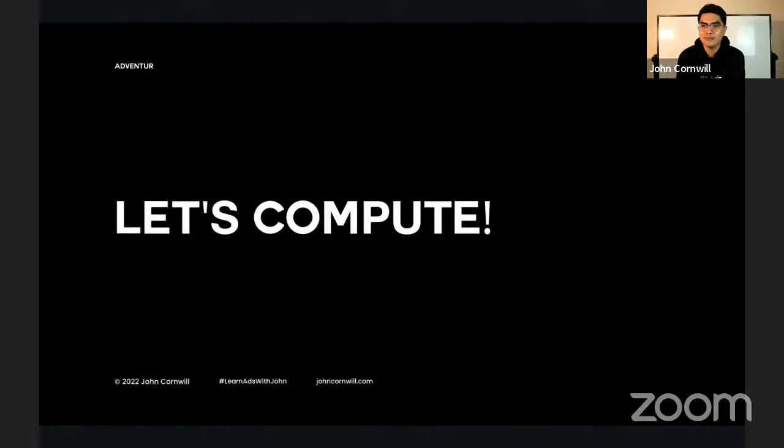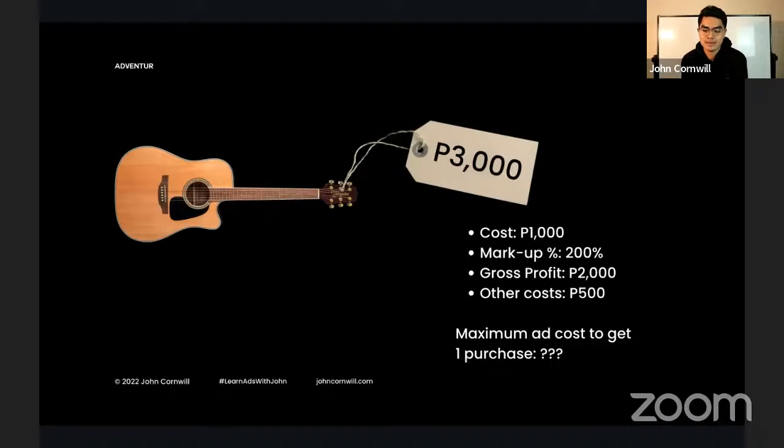You'll be computing. Okay, if you could also check yung mga kinukompute ko mas maganda, like pwede lang siguro mag-chat ka sa chat box na mali yung na-solve mo. Okay? Sige, here's our assumption. May isang gitara binibenta sa halagang 3,000 pesos. Okay? Now, the cost of that from the supplier is at 1,000 pesos.